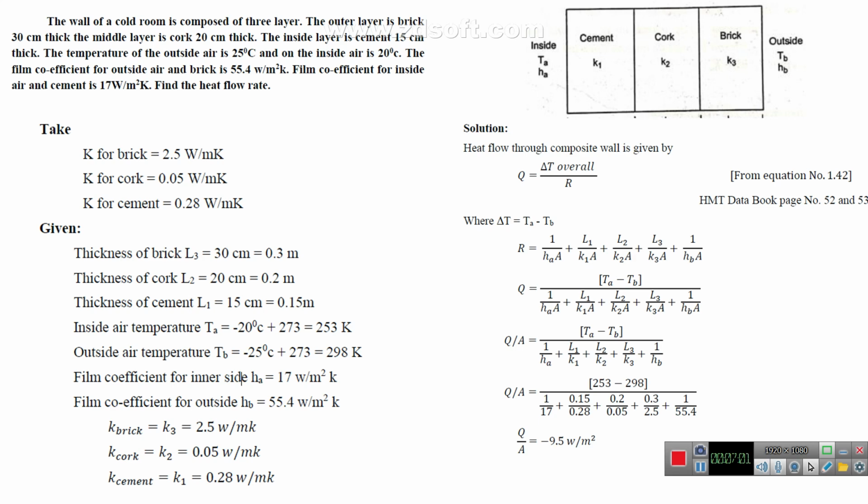The sign value is negative. So that is a cooling area. Okay, that means it is not for improving the heat; we are cooling the medium. That is what the negative sign means.